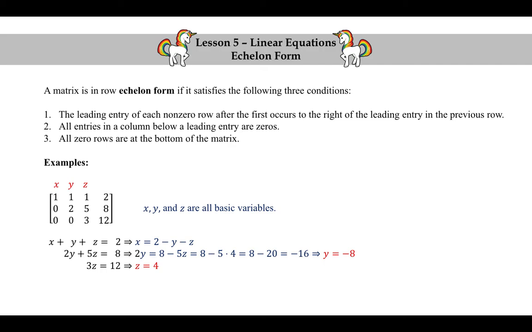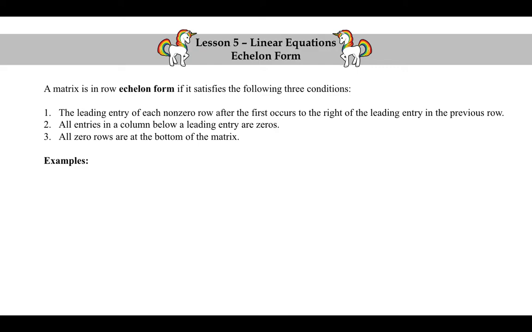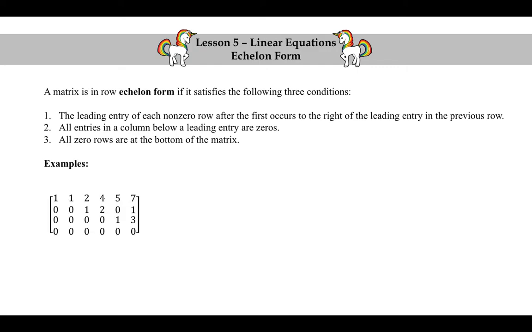Now, in the first equation, we can get x by itself. We have x equals 2 minus y minus z. Substitute in a 4 for z and a negative 8 for y to get 2 minus negative 8 minus 4, which is 2 plus 8 minus 4, or 6. So we see that x equals 6, y equals negative 8, z equals 4 is the only solution to the system of equations. One more example.